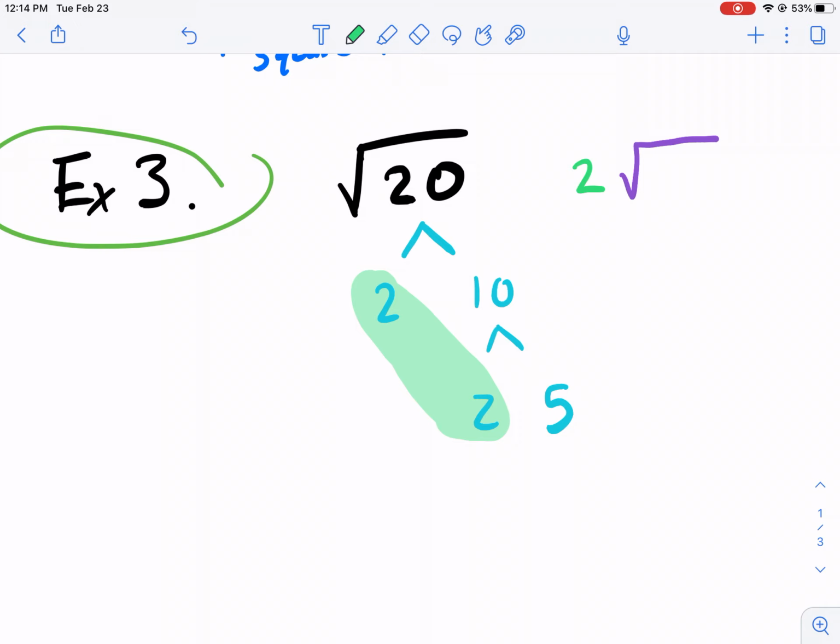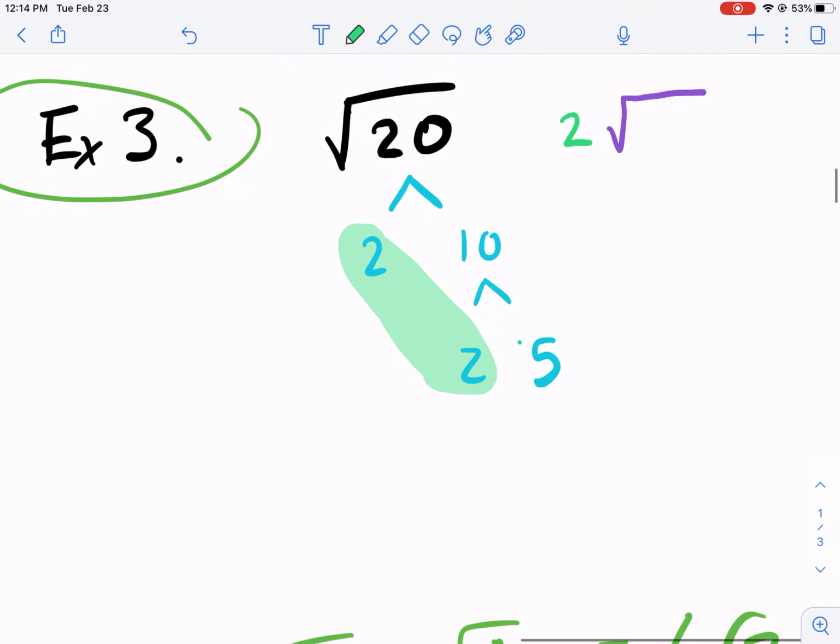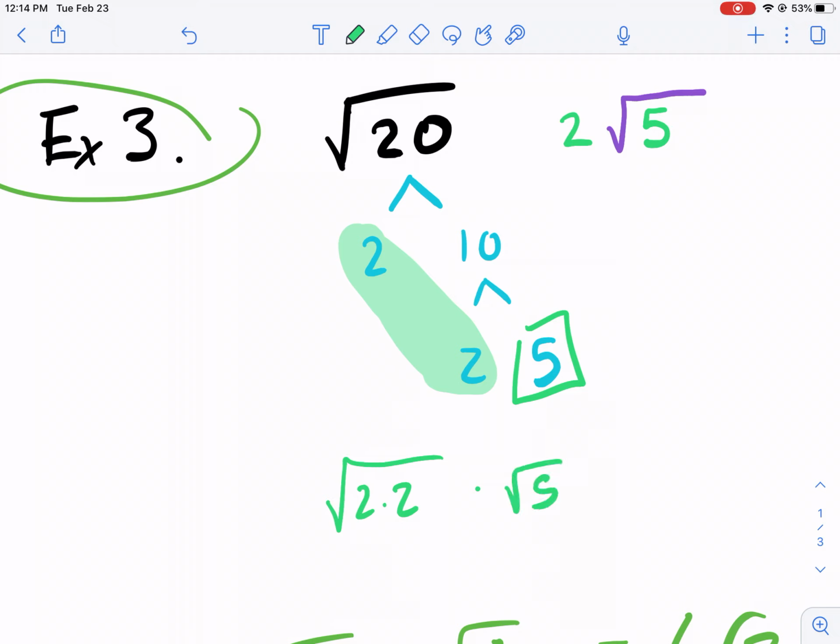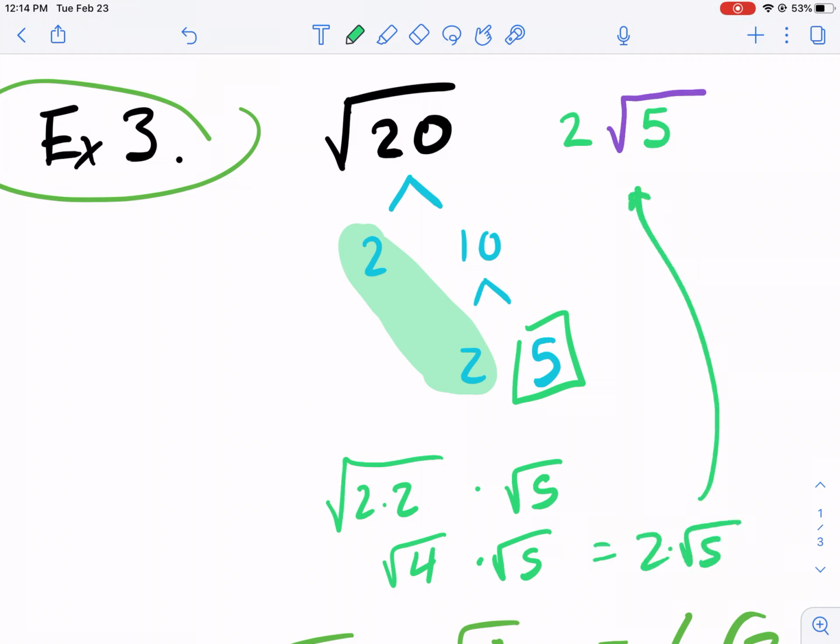How does that work? Why does that work? Okay, and then the 5 by itself stays inside the radical. Now, why does it work this way? Well, we could rewrite this as 2 times 2 times the square root of 5. We know the square root of 2 times 2 is the square root of 4 times the square root of 5. That's equal to 2 times the square root of 5, 2 radical 5.